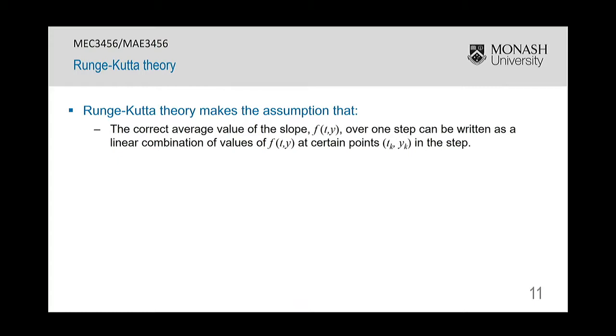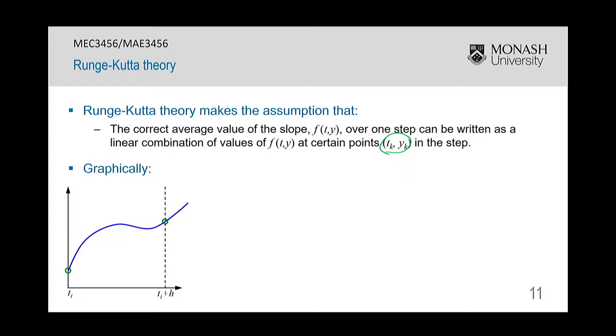So the basic idea behind Runge-Kutta theory says that the correct average of the slope, and by correct here I mean the value of the slope that if you started at the beginning of the interval and you took one step to the end of the interval would give you exactly the correct answer. Runge-Kutta theory assumes that this correct value over one step can be written as a linear combination of values at certain points inside the step, and these points are denoted with tk and yk. So these lie within the step. They could include the endpoints, but they don't have to.